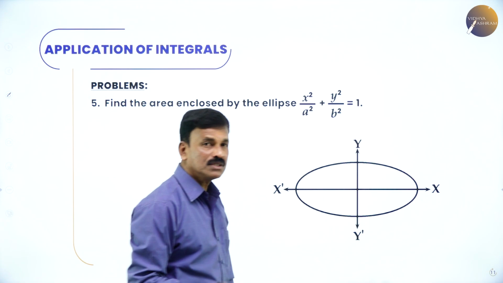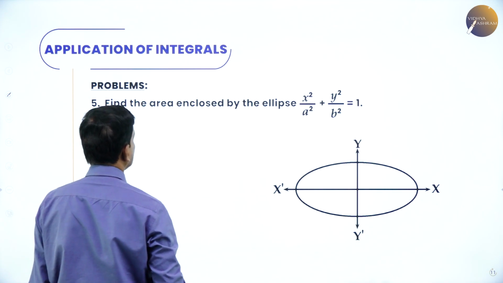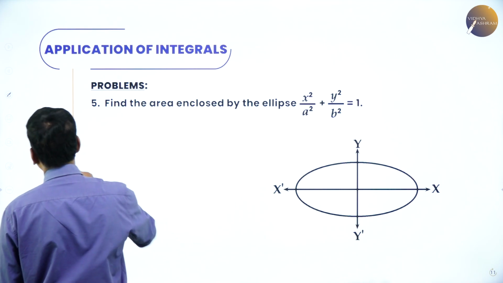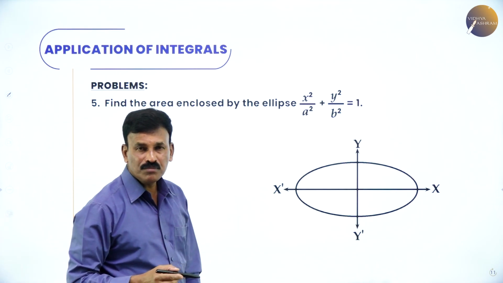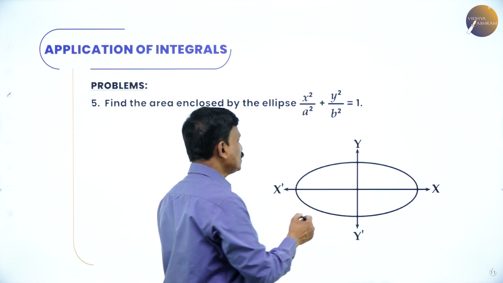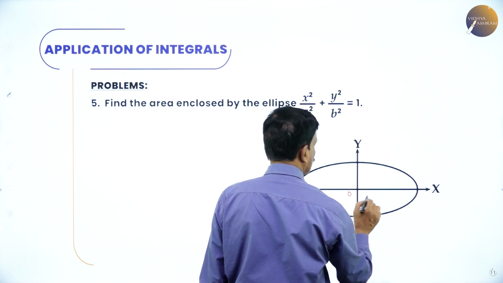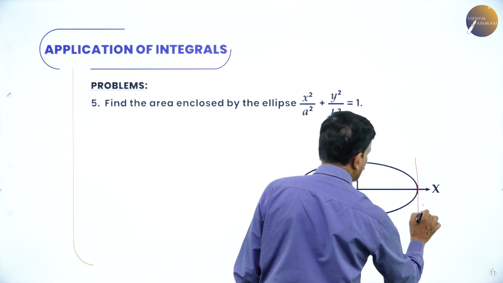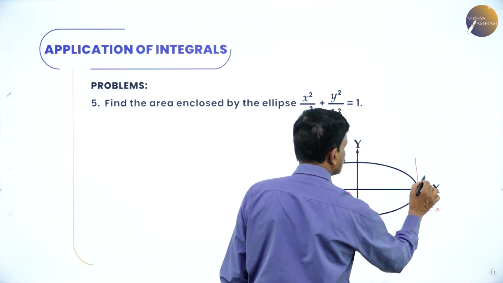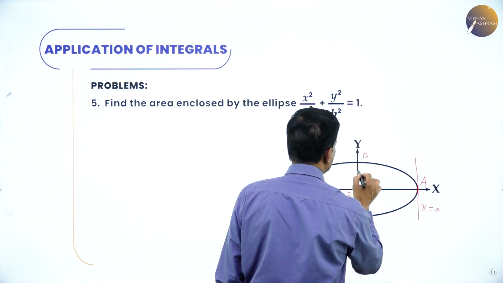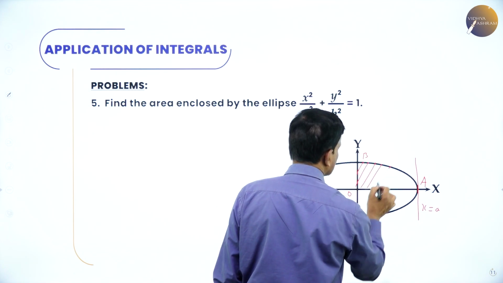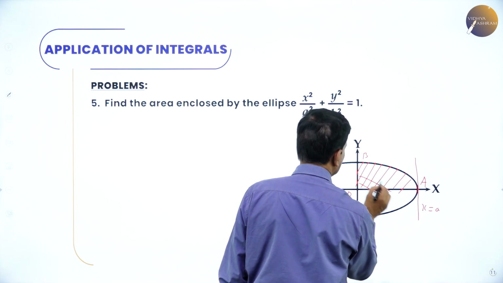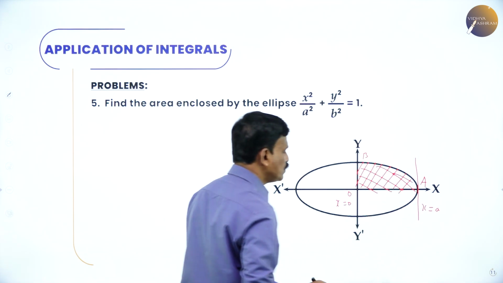Similar type problem, an ellipse. Find the area enclosed by the ellipse x square by a square plus y square by b square is equal to 1 by integration. So this is the same type as the previous problem. Here this is the origin 0, 0 and the ordinate here, this is x is equal to 0 and x is equal to a. This is a, b. Find out the area of any one of the sectors and multiply by 4. That's it. So find out the area of this OAB.